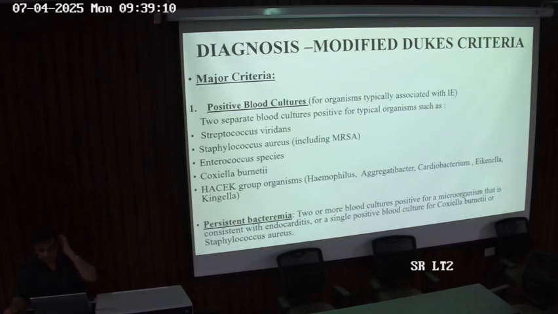So the diagnosis is usually made by the modified Duke's criteria, which include clinical features, echo findings, and blood culture.